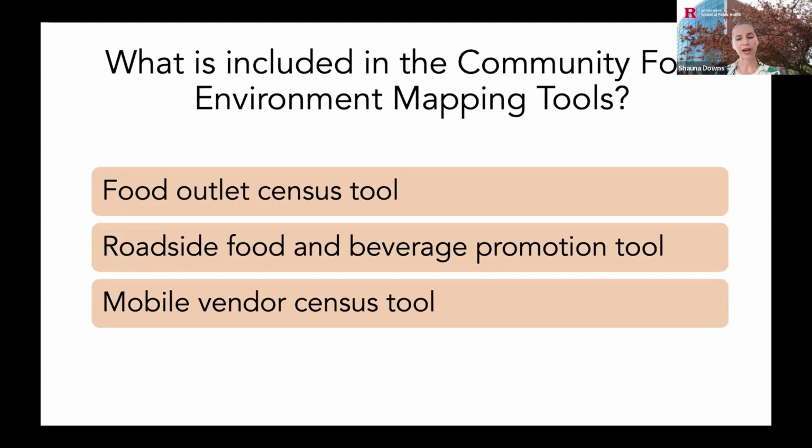component of the food environment, because people tend to get not only the unhealthy foods from the mobile vendors, but a lot of the fresh foods, fresh fruits and vegetables, fish, meat, that type of thing. So that's why we included this tool in the toolbox as well, or in this set of tools that are in the community food environment mapping.